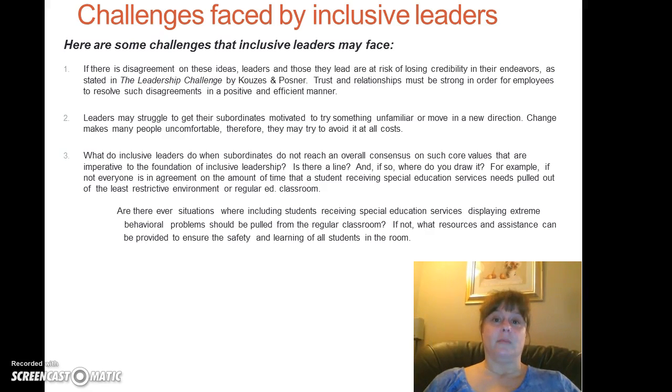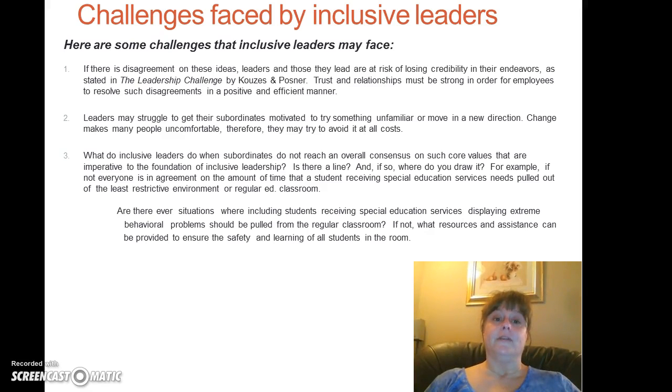If the trust and the strong bonds of relationship are not there, it will be very difficult to overcome such issues. Leaders may also struggle to get their subordinates motivated and to try something unfamiliar or move in a new direction. Change tends to make people uncomfortable. Therefore, they may try to avoid it at all costs. What do inclusive leaders do when subordinates do not reach an overall consensus on such core values that are imperative to the foundation of inclusive leadership? Is there a line? And if so, where do you draw it?